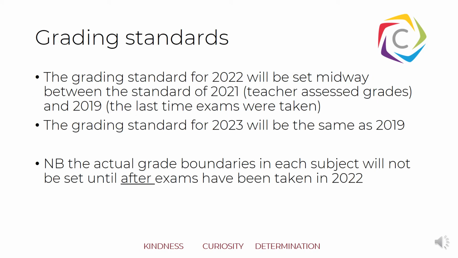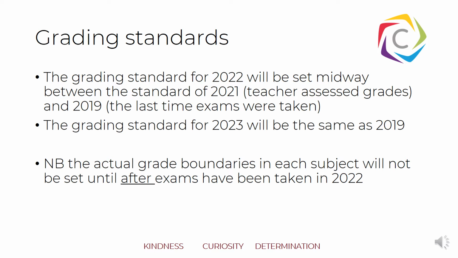Okay, the next thing that you'll be very keen to hear about is the grading standard. And Ofqual have announced that the grading standard for 2022 will be set midway between the standard from 2021, when there were quite generous grades awarded through teacher assessed grades, and 2019, which was the last time exams were taken. So your grading standard will be midway between the quite generous grades from 2021 and, I guess, the relatively more challenging grades from 2019.